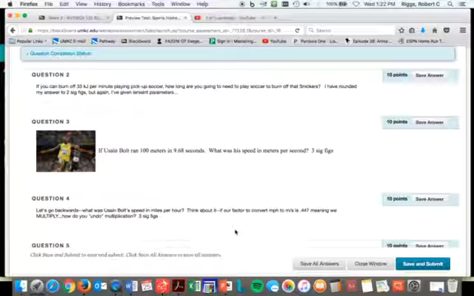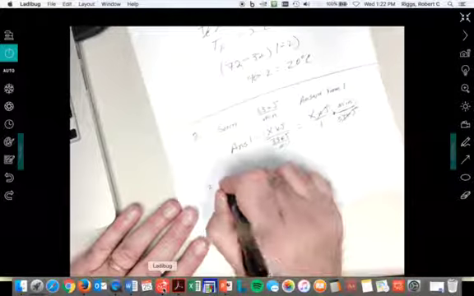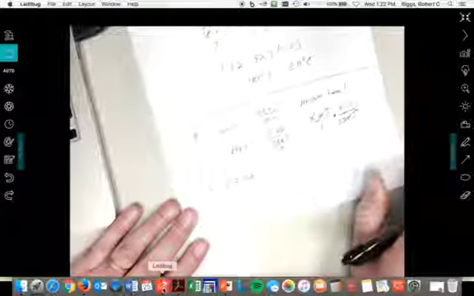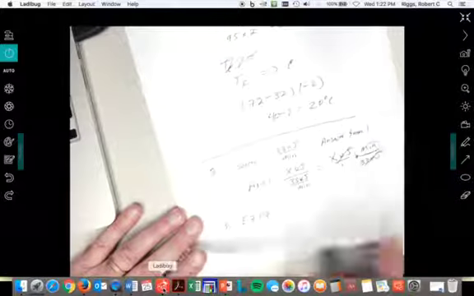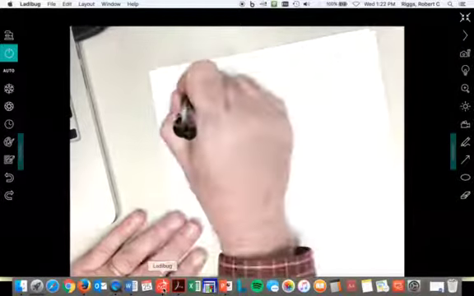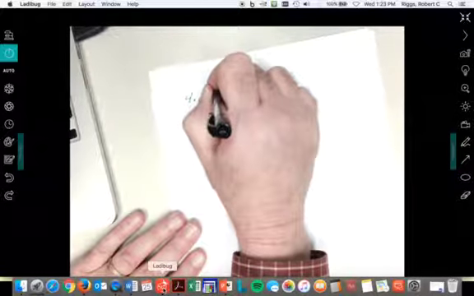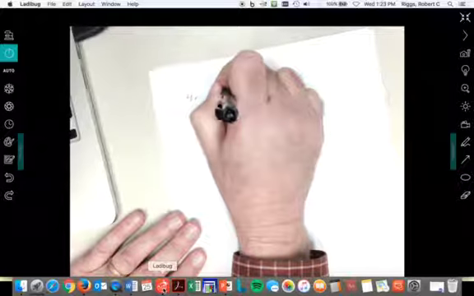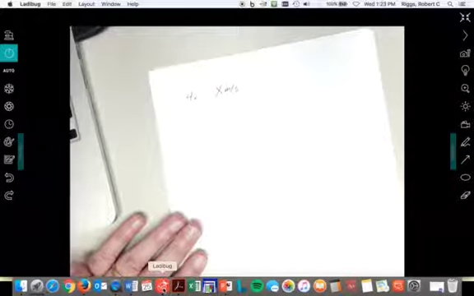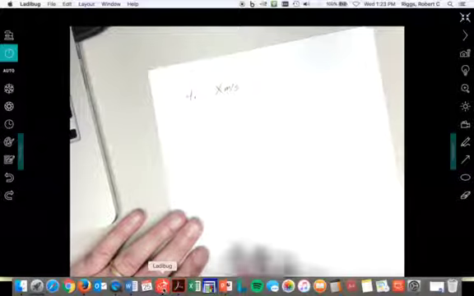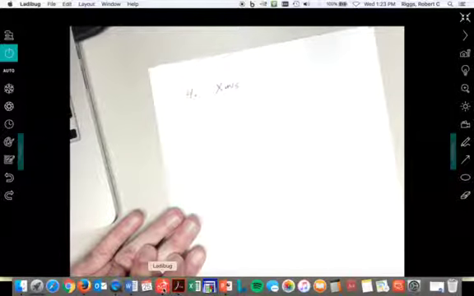All right, so I'll help you with this one. Problem 3, easy peasy. Now we've got meters per second, and we've got to get miles per hour. So in problem 4, you've got your answer, X meters per second, which is what your answer was from 3. And we want to change that to miles per hour.